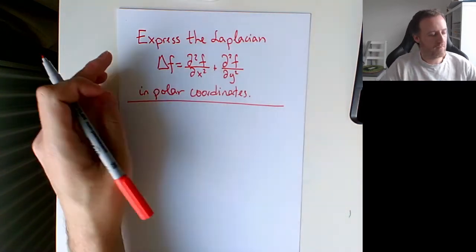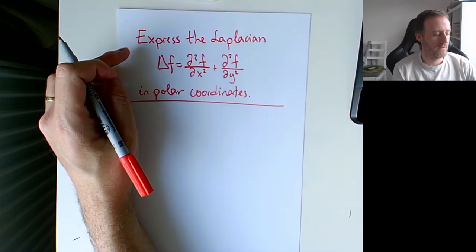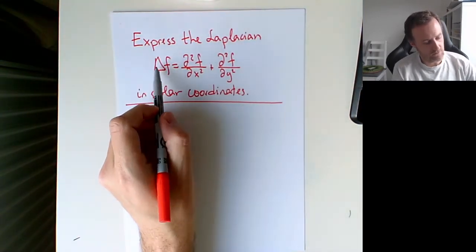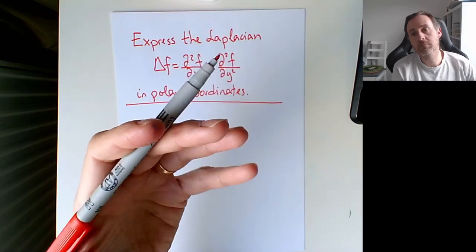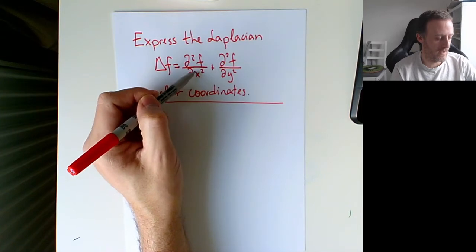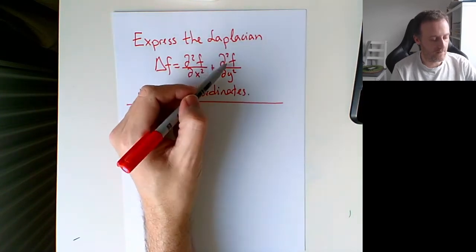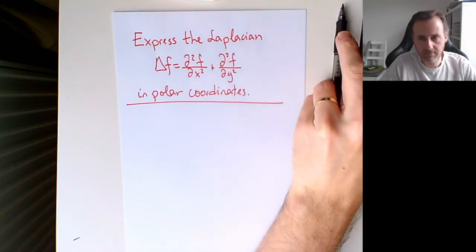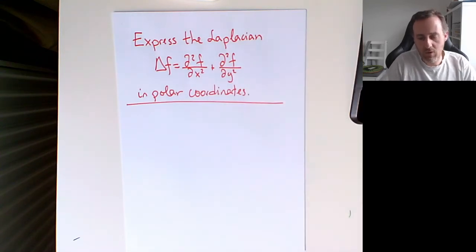Okay, today's problem is: express the Laplacian. So the Laplacian of f, that in Cartesian coordinates is the second derivative of f with respect to x plus the second derivative of f with respect to y, in polar coordinates. So we must write the Laplacian in polar coordinates.